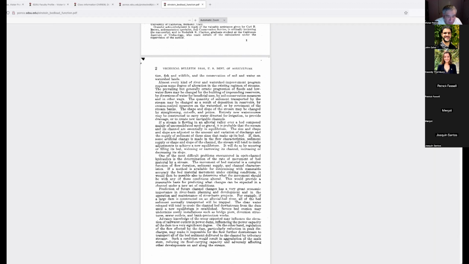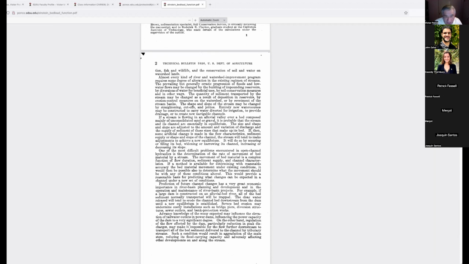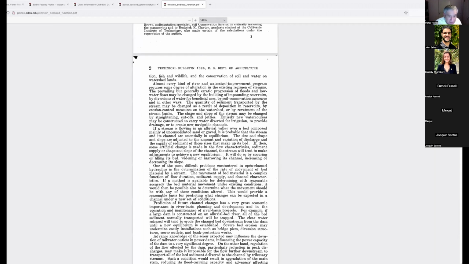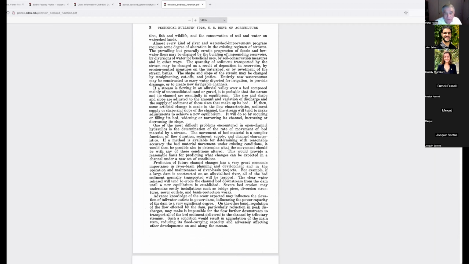One of the most difficult problems encountered in open channel hydraulics is the determination of the rate of movement of bed material. Lo and behold, the movement of bed material is a complex function of flow duration, sediment supply, and channel characteristics. Flow duration? Do we know what that is? Well, you can look it up. If you are interested in learning what flow duration is, go to my hydrology book, chapter 2, the last section. It says flow duration in there.